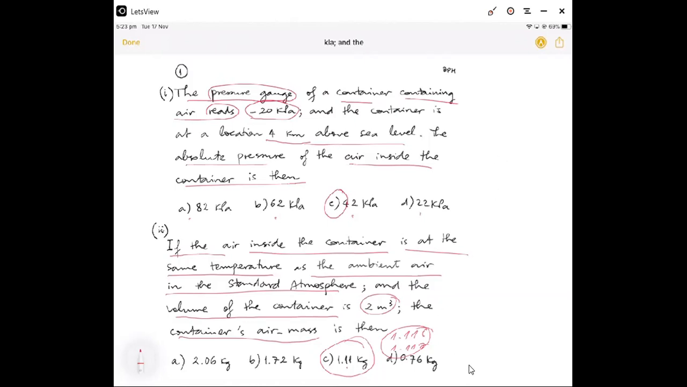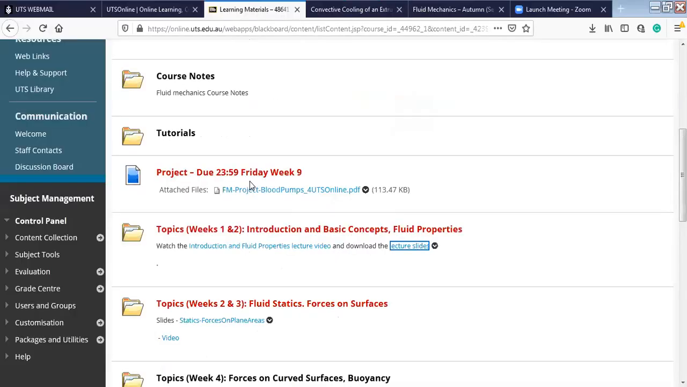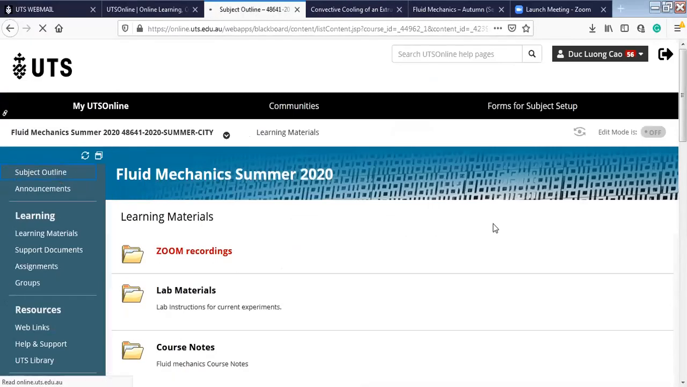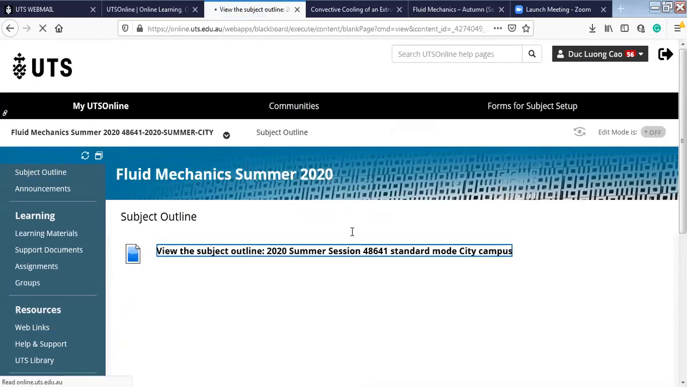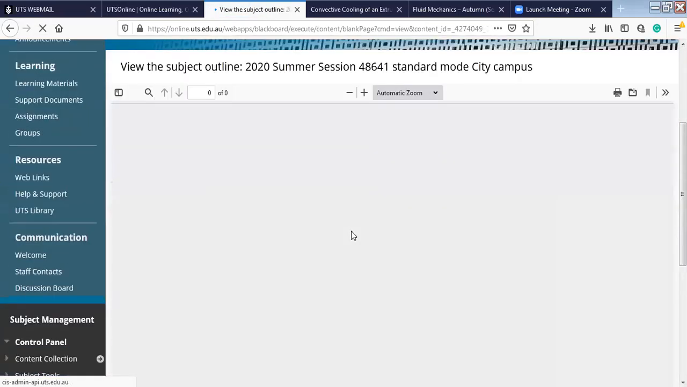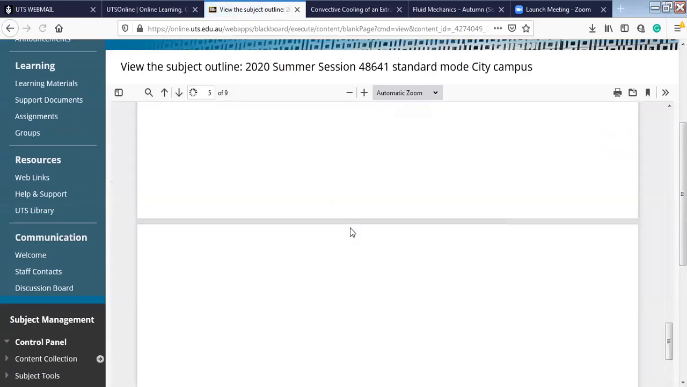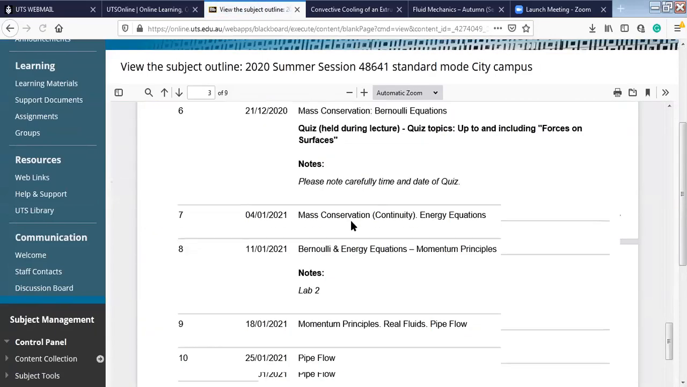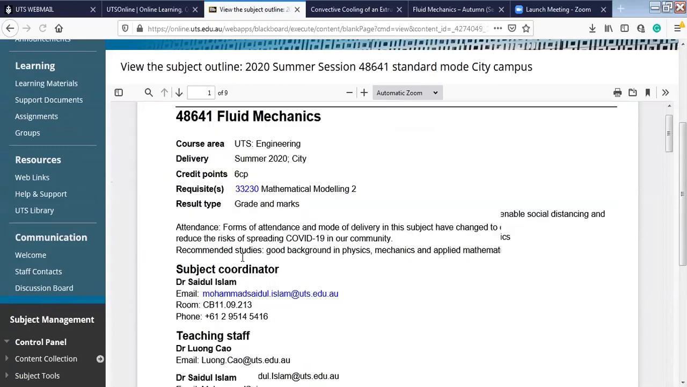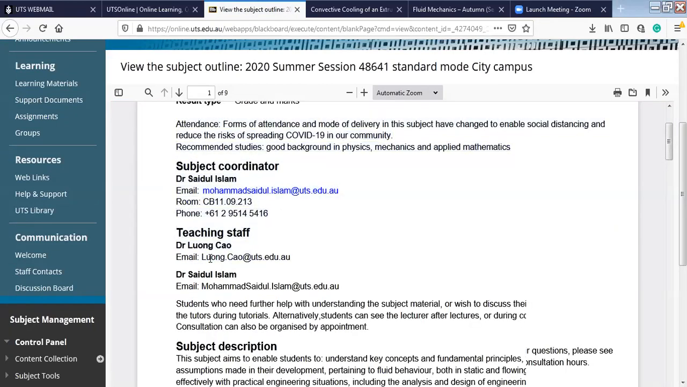My email here. I can show you my email. Okay, my email. Teaching staff, the first one in teaching staff, you can email me if you have any question. Okay.